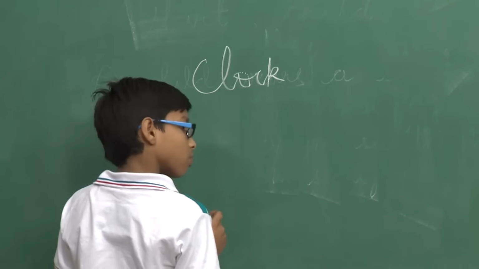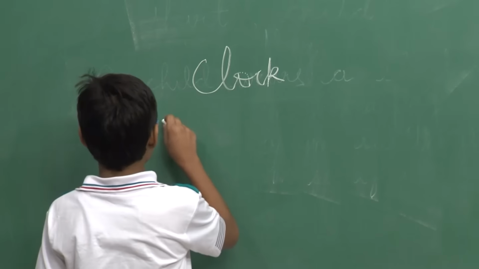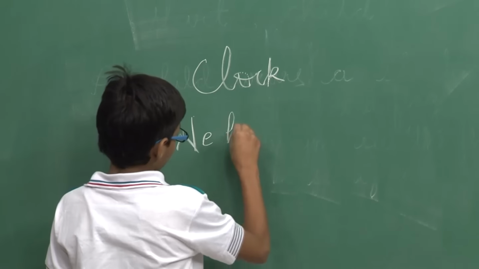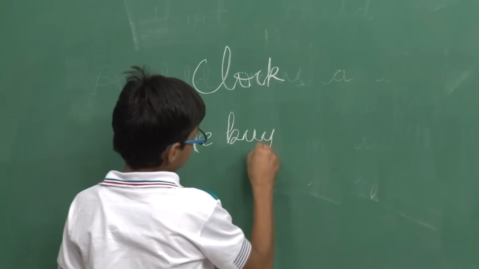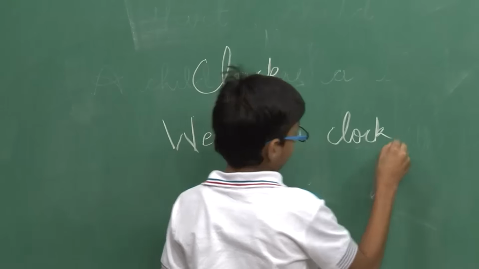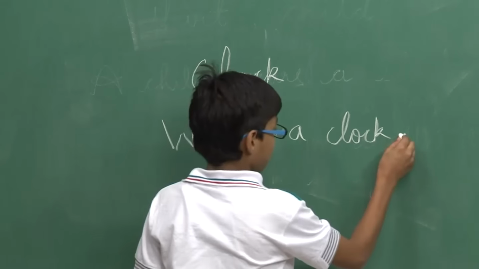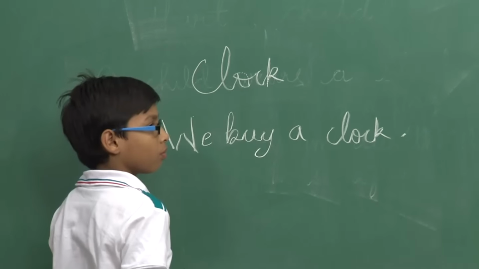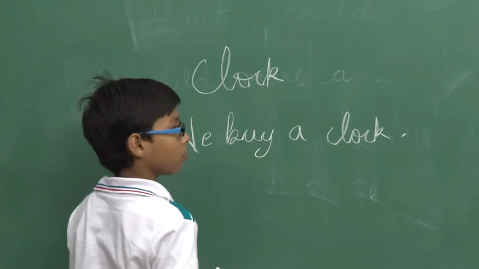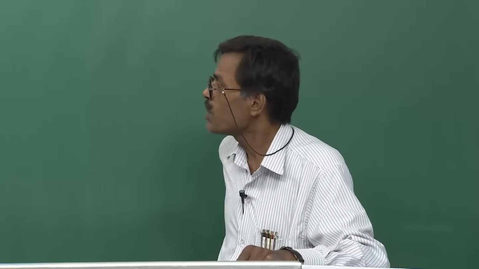हम लोग एक घड़ी खरीदेंगे. We buy a clock. Full stop. We buy a clock. Is this sentence right? Mm-hmm. The sentence is right. Meaning, but not what I asked for. Yes. We buy a clock.